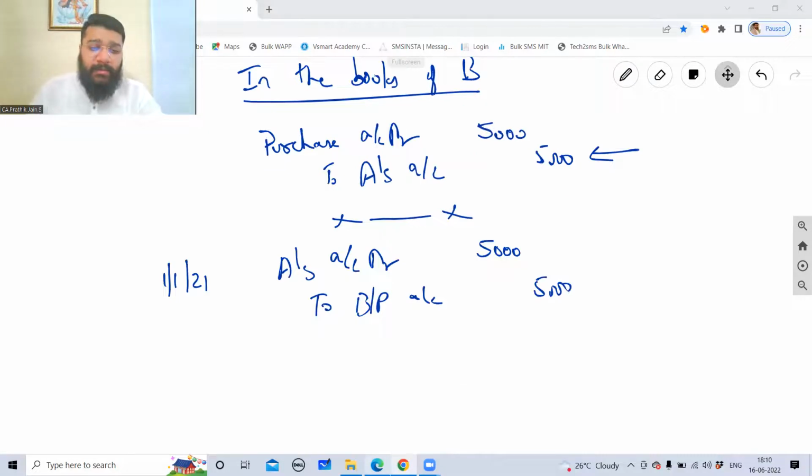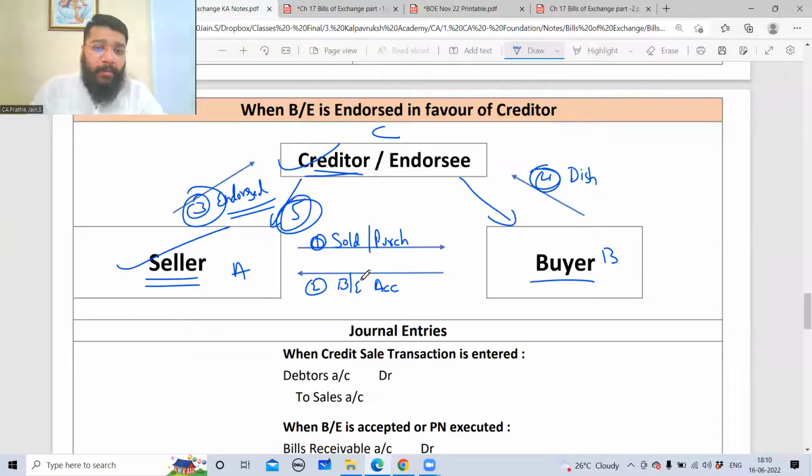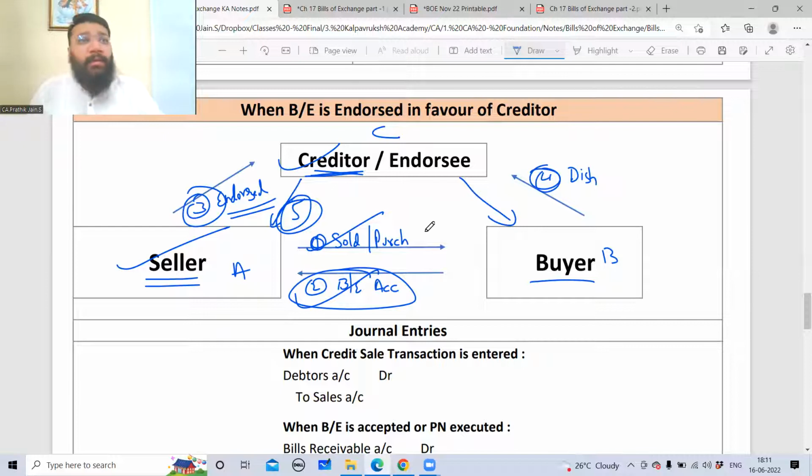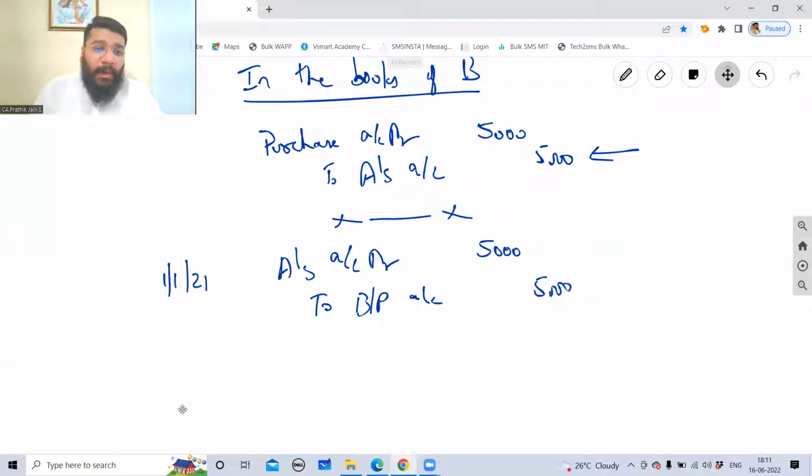Then what is happening, guys? This entry done, this entry done. The third transaction is happening between whom? Seller and the endorsee. That is A and C. Will B record this transaction? No. Then the creditor goes to the buyer for collecting the money. Is he getting the money? No. So the bill is getting dishonoured. So what happens on the maturity date? 4/4/21.